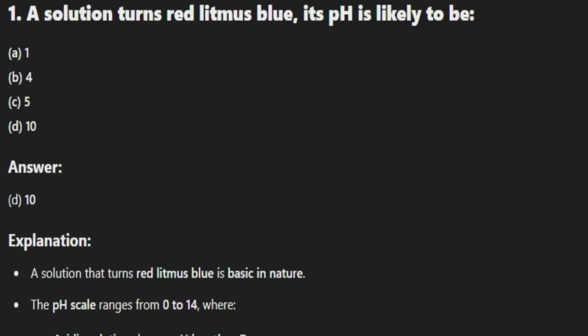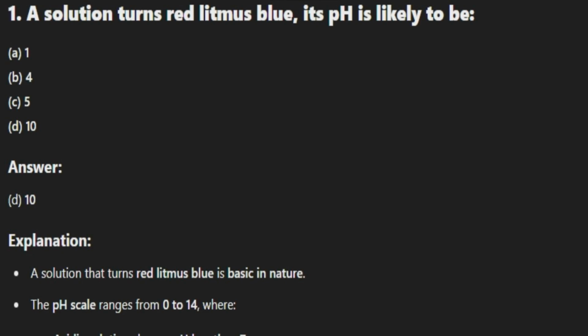NCERT Class 10 Science, Chapter 2, Acids, Bases, and Salts. Exercise questions answers. 1. A solution turns red litmus blue, its pH is likely to be A) 1, B) 4, C) 5, D) 10.